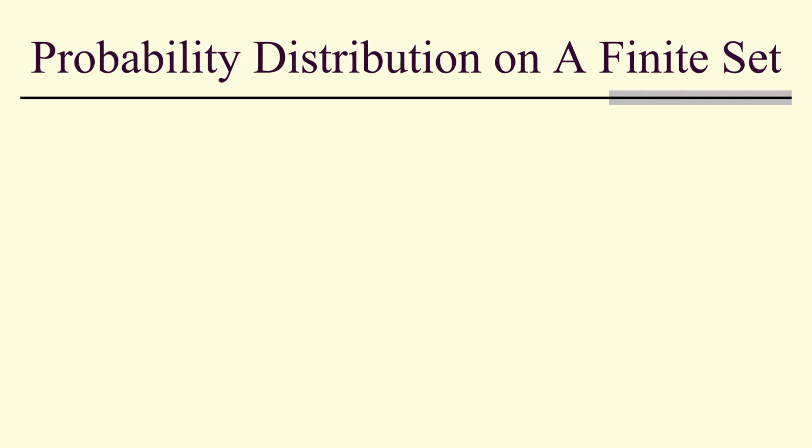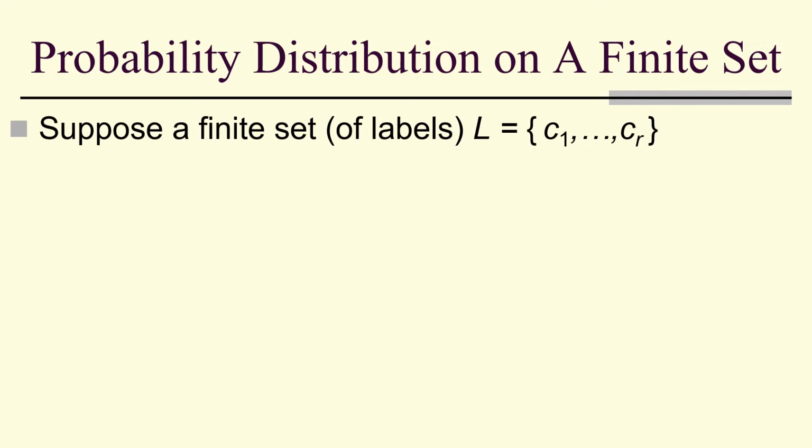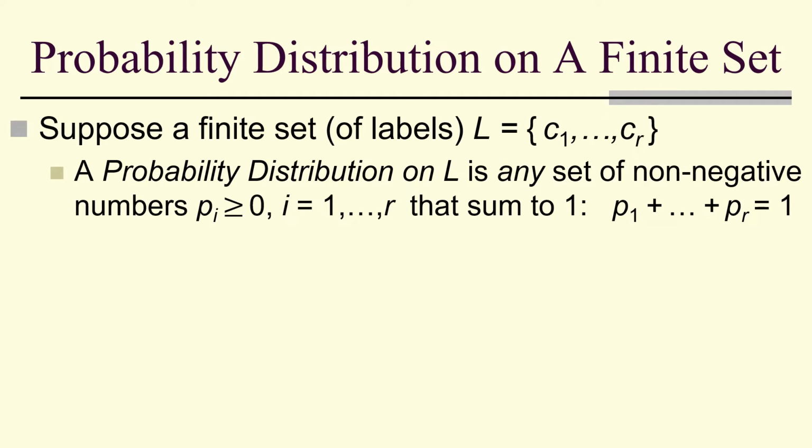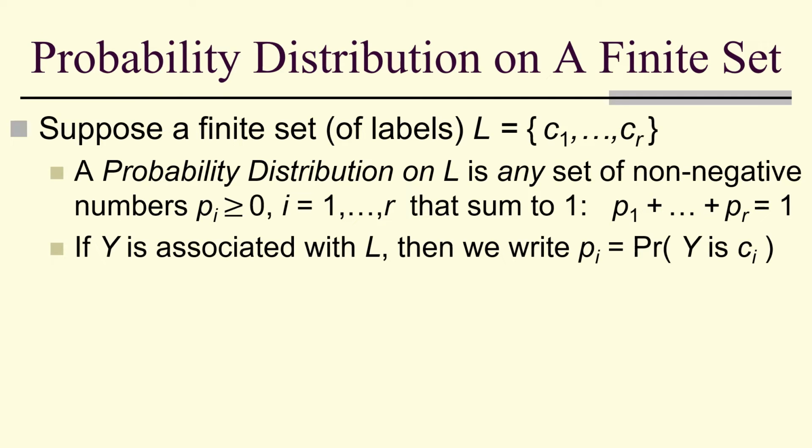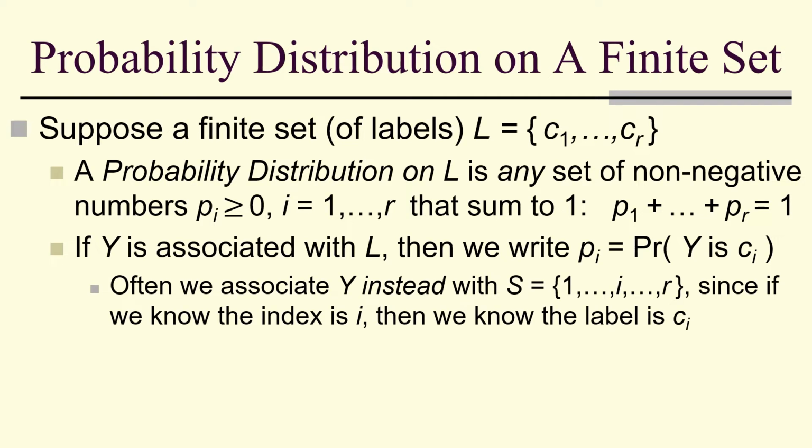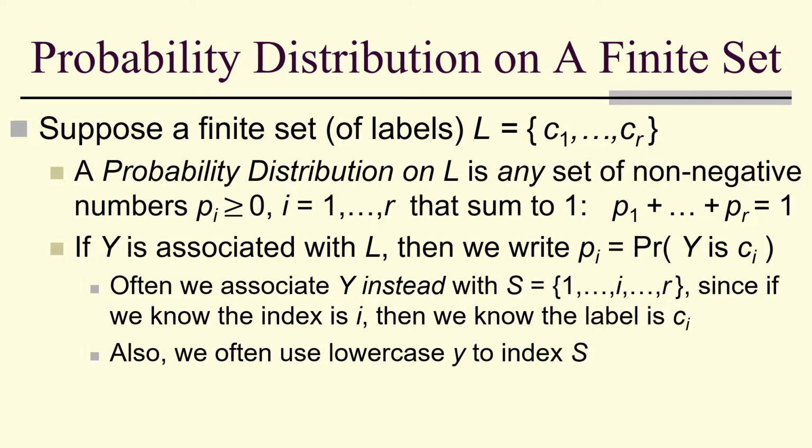So we're going to look at probability distributions on finite sets. We'll be looking in particular at labels. A probability distribution on L is any set of non-negative numbers that sums to 1. If y is associated with L, then we write P sub i as the probability y is C sub i. And we often associate y instead with a numerical set of just the indexes. So if we know the index is i, then we know the label is C sub i.